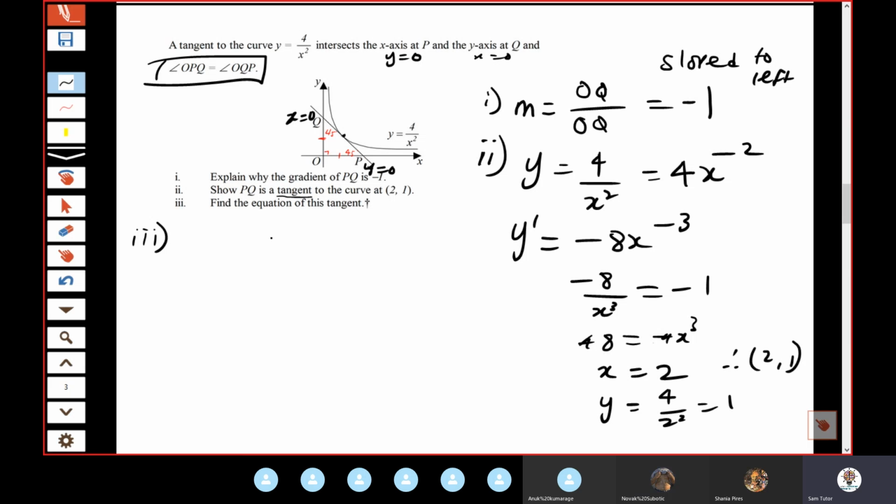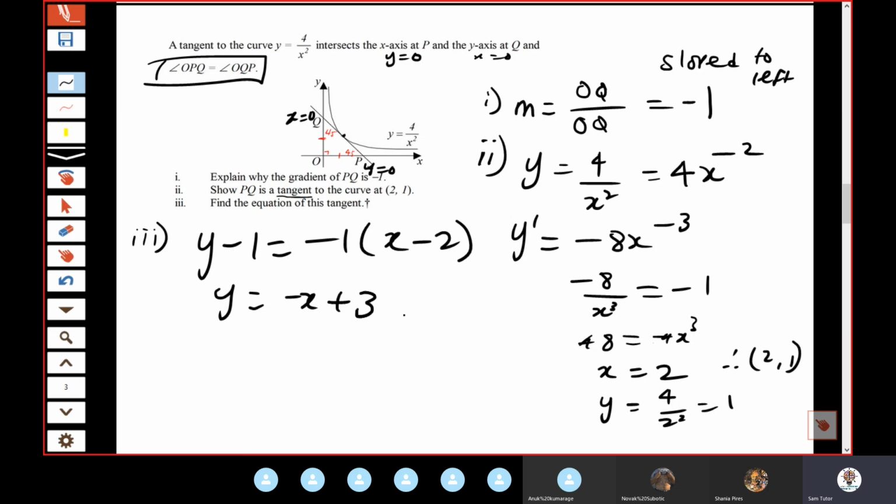Find the equation of the tangent. Go ahead. y minus y1, which is 1, equals, where was -1? Yep, bracket, x minus 2. And then I'll finish it off. That becomes +2, plus 1 more. And you're done.